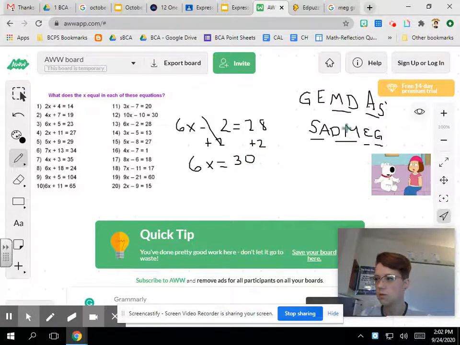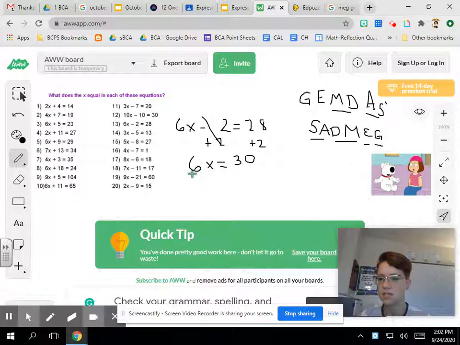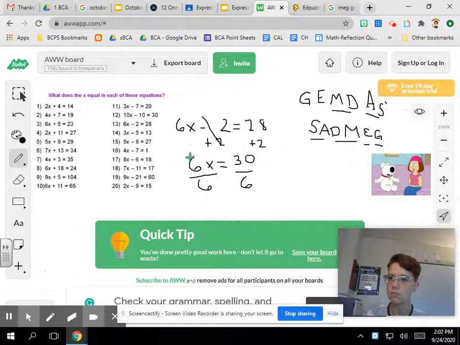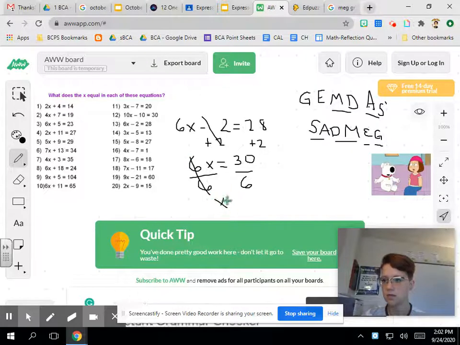Our next step, we're going to divide and multiply. So what's happening to x? 6 times x. We undo it by dividing. Whatever we do to one side, we do to the other. Divide it out and we're left with x equals 5.